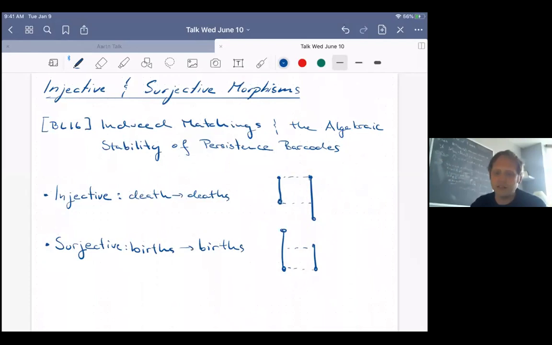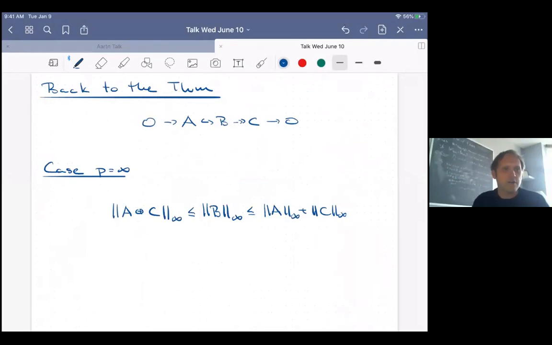Okay. So now, we've spent half an hour, I have about 20 minutes left. So now we can actually prove the theorem. We have pretty much all the tools we need to prove this theorem. So first we're going to do the case of the infinity norm, which is actually an easy case, but starts to highlight the types of things that we're going to do.